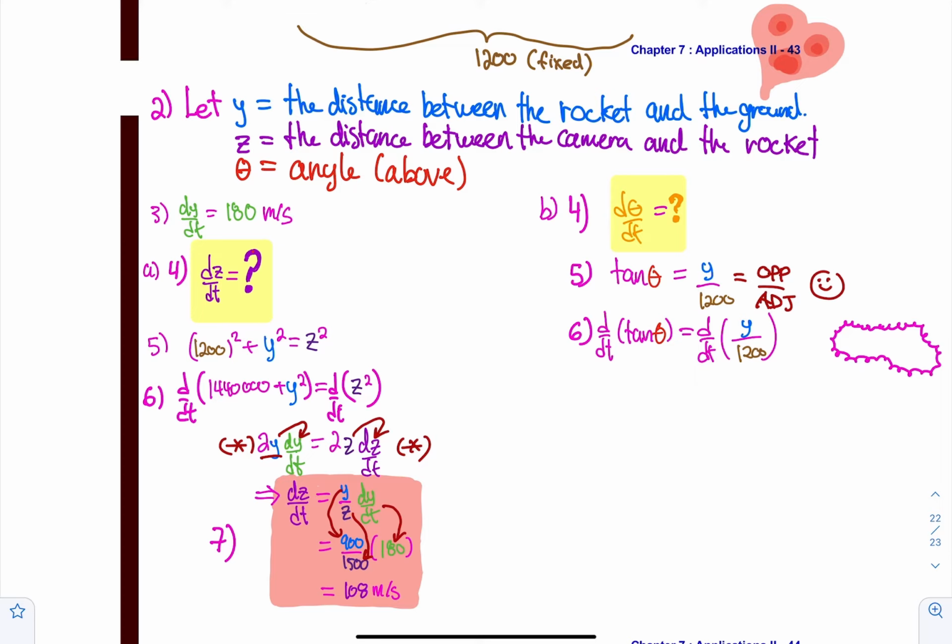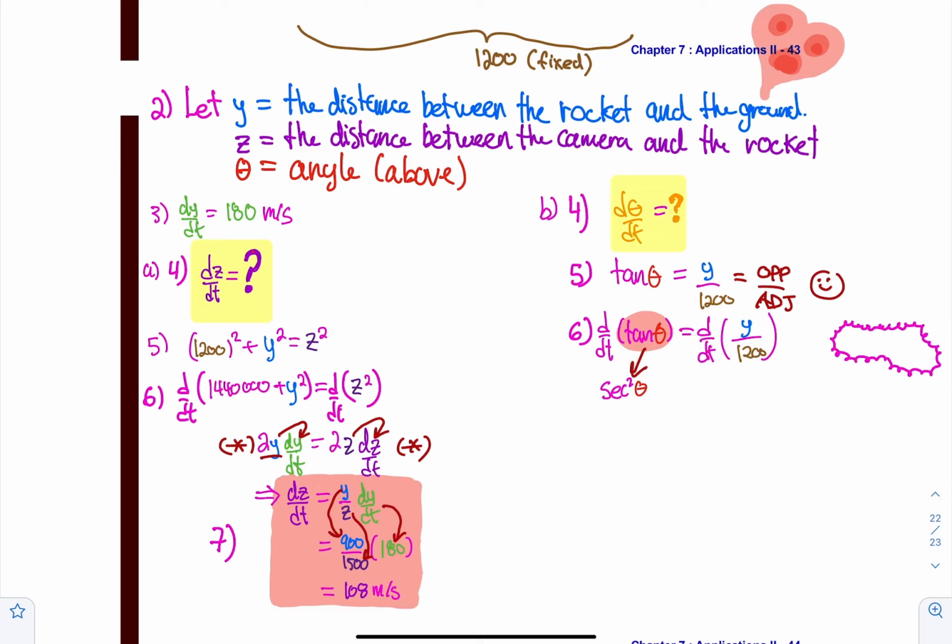So the sixth step is just to compute the derivative on both sides of that formula. Now this is where the implicit differentiation starts. So tan theta is the trickier one. We know the derivative of tan theta. If you just focus on tan theta, it goes to secant squared theta.